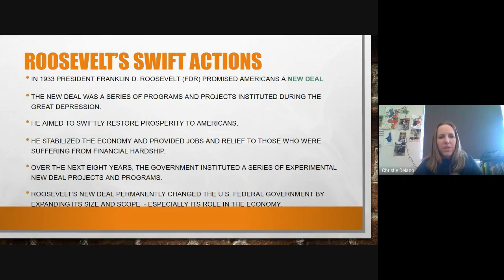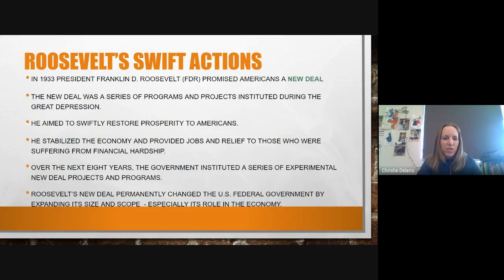So come 1933, this New Deal that was promised was a series of programs and projects during the Great Depression over a series of years, ultimately speaking, in an attempt to restore prosperity. It attempts to stabilize the economy, provides jobs and relief to those who are suffering. And over the next 8 years, a series of experimental New Deal projects and programs, because remember, classical liberalism had existed and there had been no intervention for governments to kind of look to historically to see what types of interventions might help this situation.